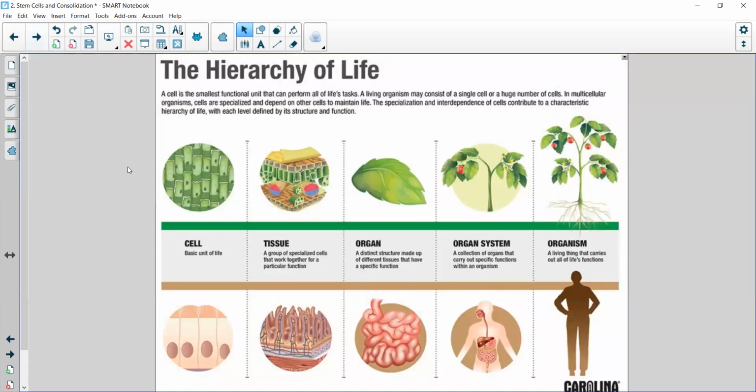So we can see that here. So here is the basic cell. If we look at the plant, these cells here are called mesophyll cells. They form a tissue called the spongy mesophyll. That tissue is part of a bigger organ, which is the leaf. The leaf then works as part of an organ system. So that's all the leaves working together to carry out photosynthesis to produce food for the plant. And then that system joins up to other systems to produce the whole organism.